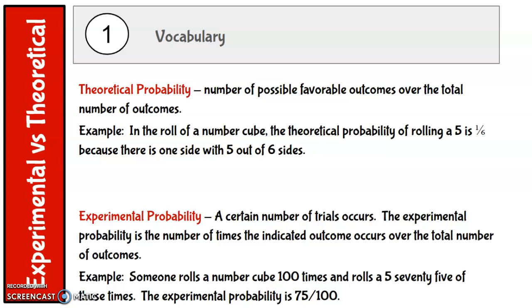For example, in the roll of a number cube, the theoretical probability of rolling a 5 is 1/6 because there is one side that is the favorable outcome of 5 out of the 6 sides. So that would be that probability of 1/6.